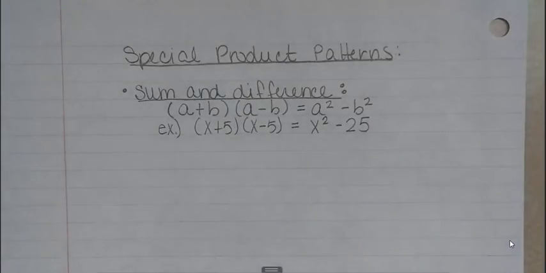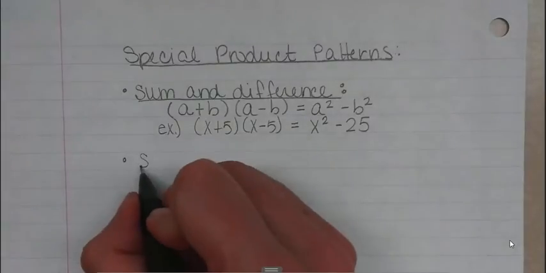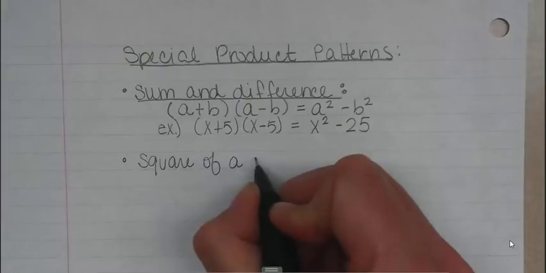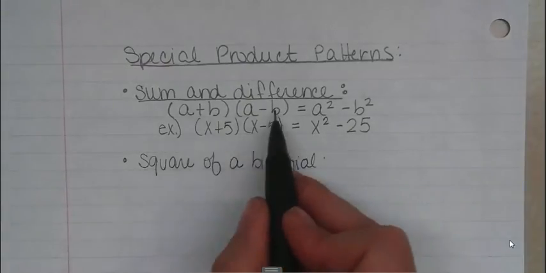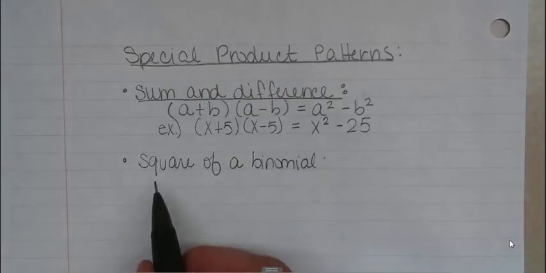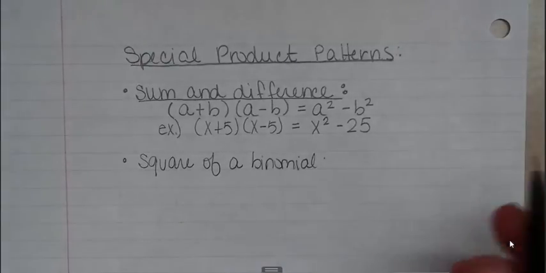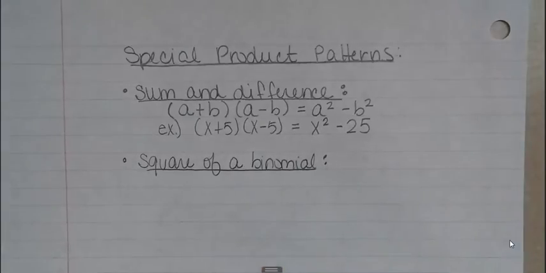Okay, that's your sum and difference pattern. Okay, so a time when that does not work is when we are talking about the square of a binomial. And a lot of you guys will apply the same concept from the sum and difference pattern to the square of a binomial. And that is not okay. That is very bad. That is going to get you a lot of points taken off of your tests. Okay, so be careful. Let me show you where I've got that.